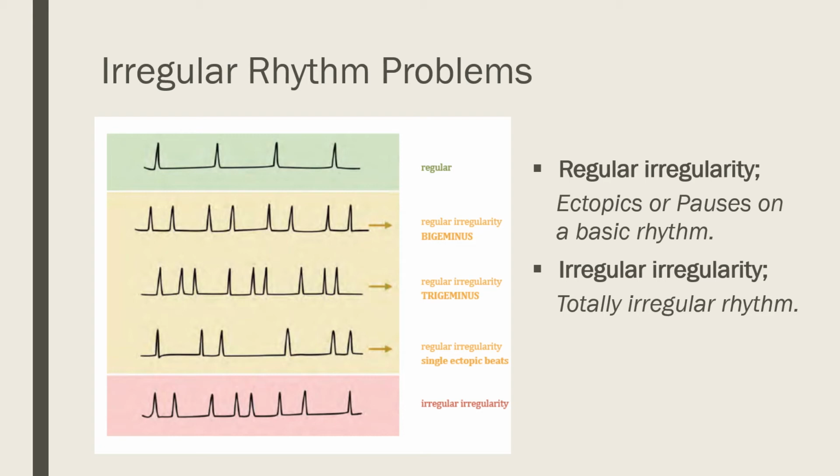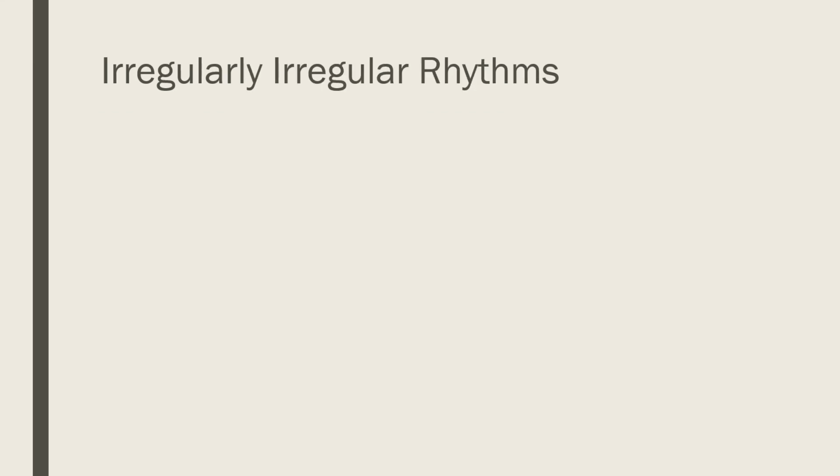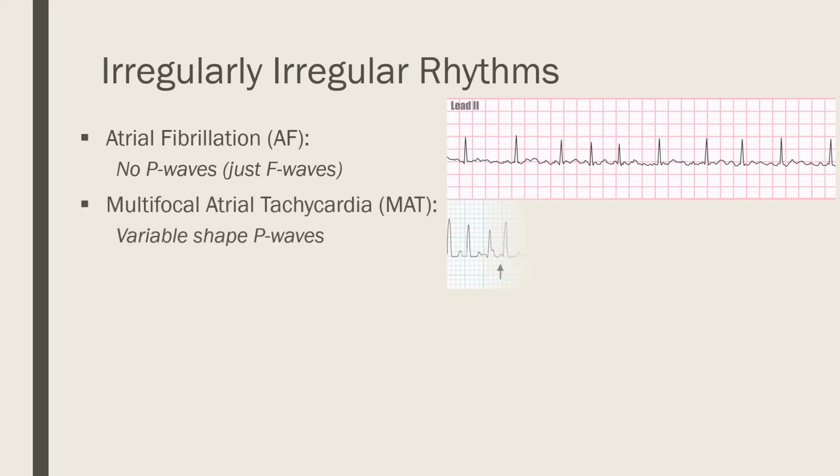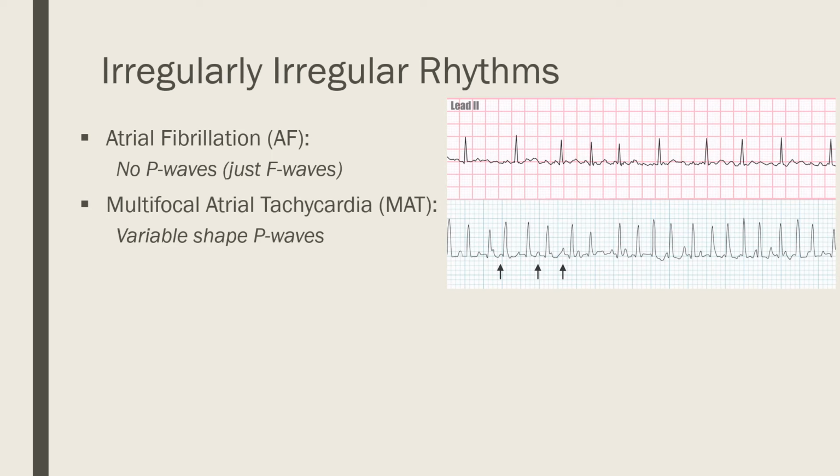While in irregular irregularity, we have a totally irregular rhythm. Now, what are the types of irregular rhythms? Totally irregular. The most common is atrial fibrillation, in which there are no P waves, just F waves due to fibrillation waves in the baseline of the ECG. Second, which is similar to atrial fibrillation, is multifocal atrial tachycardia, in which there are variable shaped P waves with irregular rhythm, in comparison to AF.